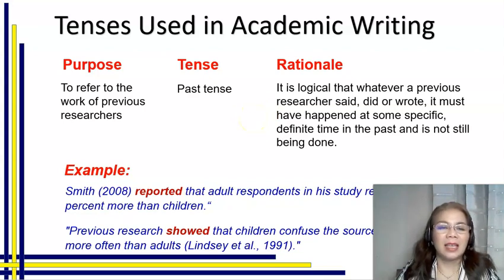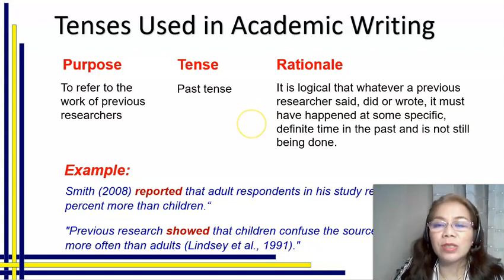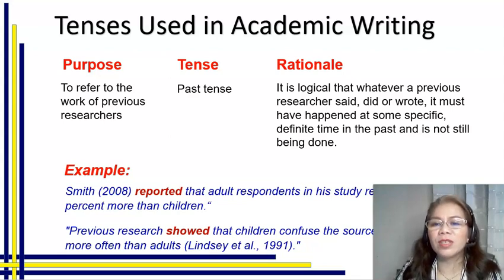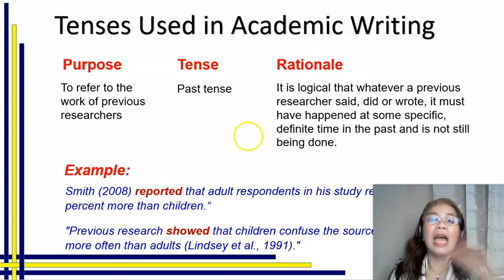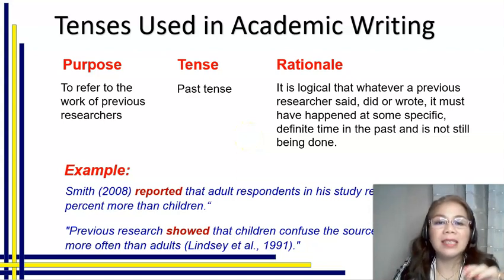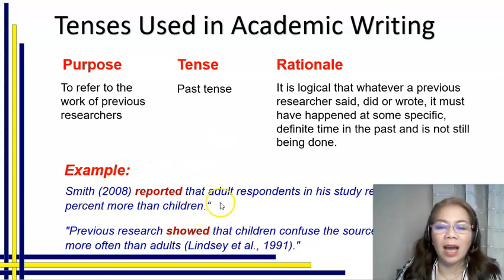Okay. Next, if your purpose is to refer to the work of previous researchers, then use the past tense. Why? It is logical that whatever a previous researcher said, did, or wrote, it must have happened at some specific definite time in the past, and it is not still being done. It already happened. Therefore, you use past tense. For example, Smith, 2008, reported that adult respondents in his study remembered 30% more than the children. Take note, the verb that we used here is past tense.